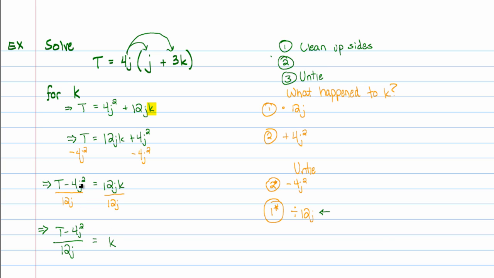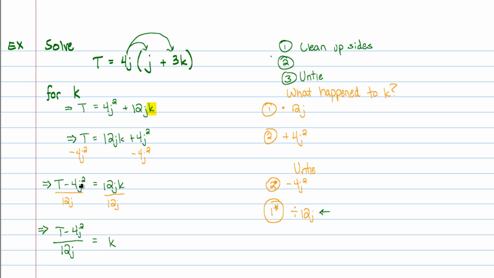A word to the wise here: when you're asked to solve for a variable, like in this case it was k, make sure that that variable is by itself on one side of your equation when you're done. You shouldn't have k's all over the place. You should have a k on one side and that's it. If you have a k on both sides, you've done something wrong.